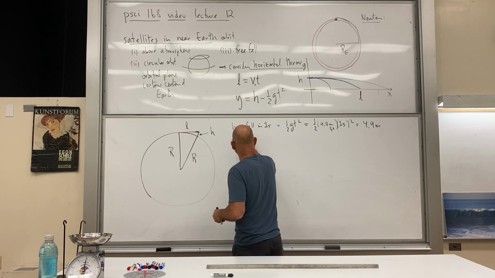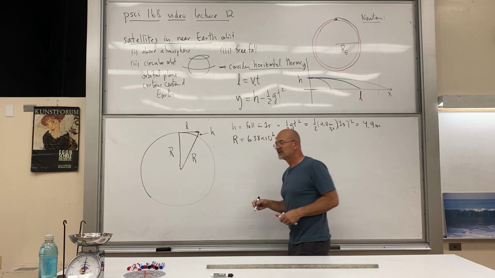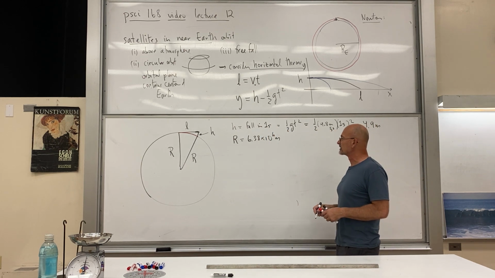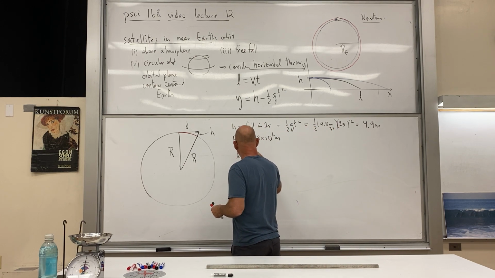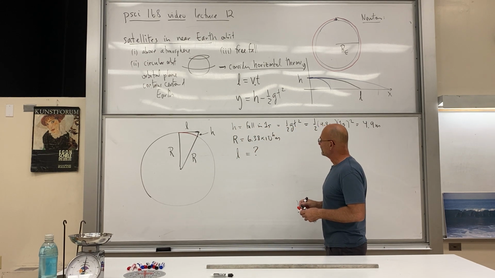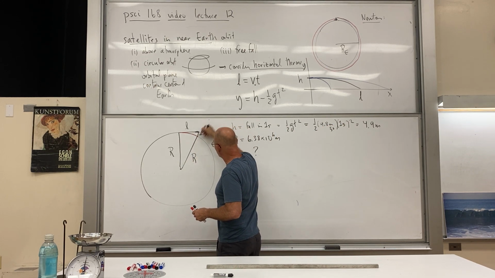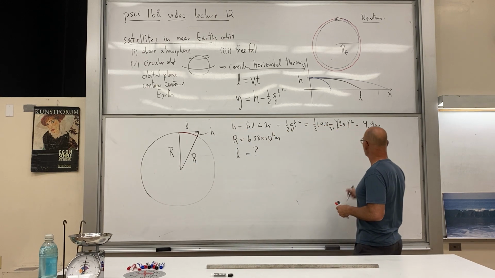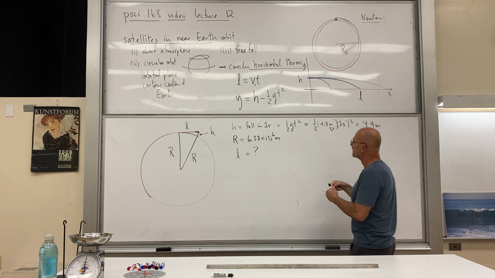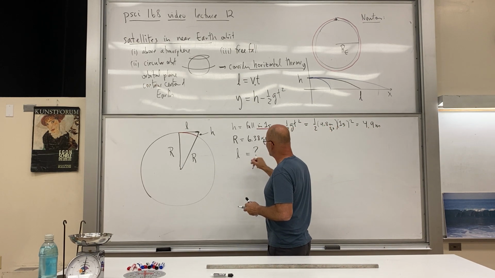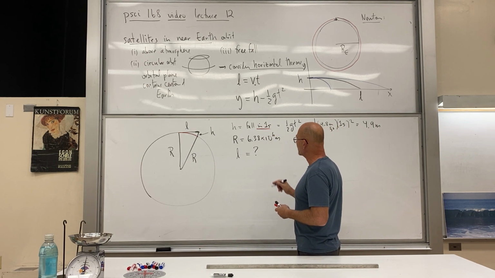R is equal to 6.38 times 10 to the 6 meters. That's the value that we measured together, so to speak, in this class. And L is what we want to find, because our projectile is going to go L forward in the same time it falls H down, the same time it falls 4.9 meters. Since that's 1 second, L divided by 1 second will be our speed in meters per second.